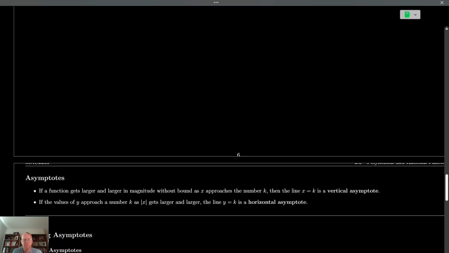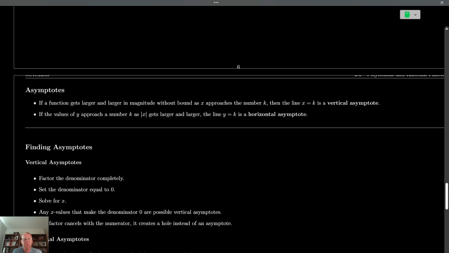So what else do we have? Asymptotes, here is the definition. If a function gets larger and larger in magnitude without bound as x approaches the number k, so 0 in the last example, then the line x equals k is a vertical asymptote. And you can have those anywhere. We could have one that comes like that. If this was at 3, then 3 would be a vertical asymptote. You could have it go in opposite directions like in the last one, or the same direction. In this case, they're both going down.